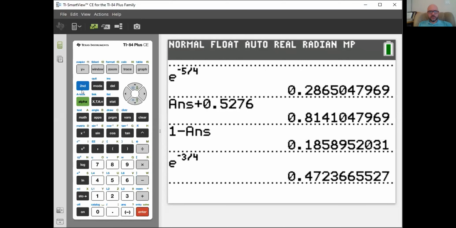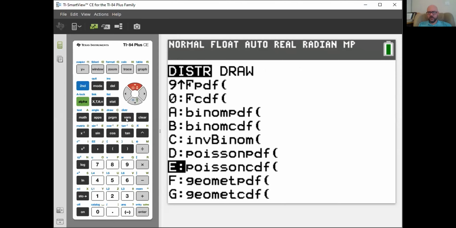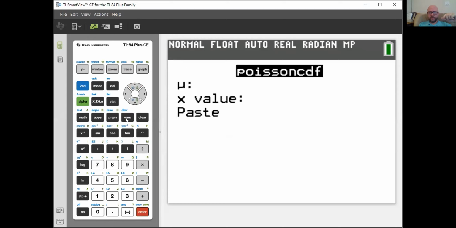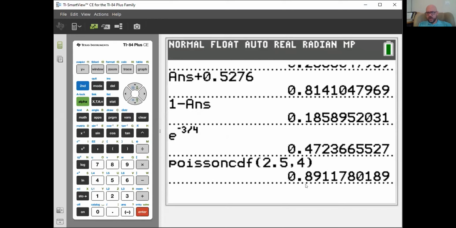So we're going to do Poisson CDF. That is in distributions. Go down to Poisson CDF. Notice I'm not using PDF because I'm not doing equal to, I'm doing less than or equal to. So I want CDF. Mu is 2.5. X value is 4. Paste. So we've got 0.8912, which makes perfect sense, right?